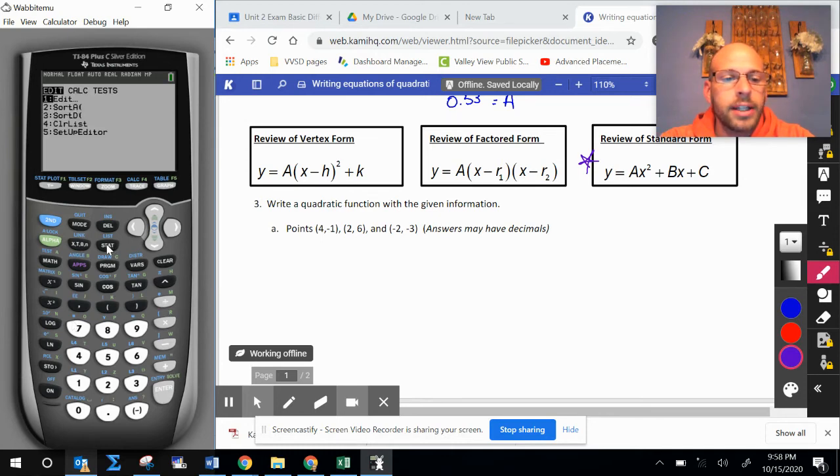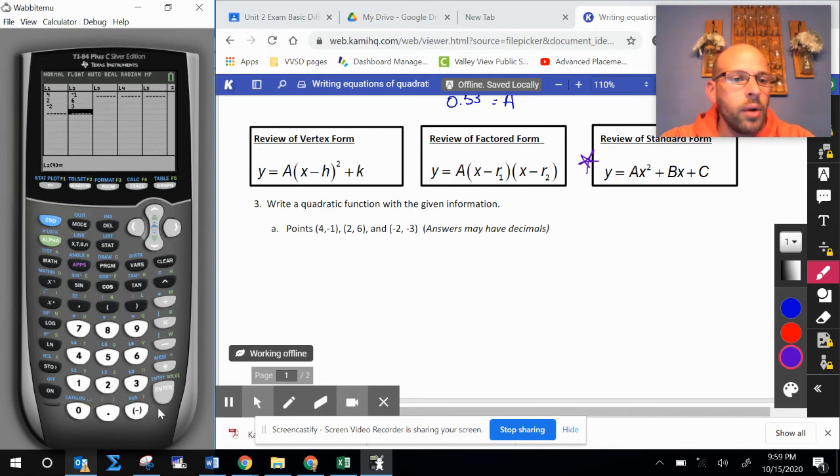So I'm going to start by clicking the stat button at the very top of my calculator, stat. And then I'm going to go to edit. And I want to type each of these coordinates in one by one. So (4, negative 1). Then I'm going to type in (2, 6). So you can see the x goes in L1, the y goes in L2. And then I have (negative 2, 3). So I want to get those coordinates into my calculator.